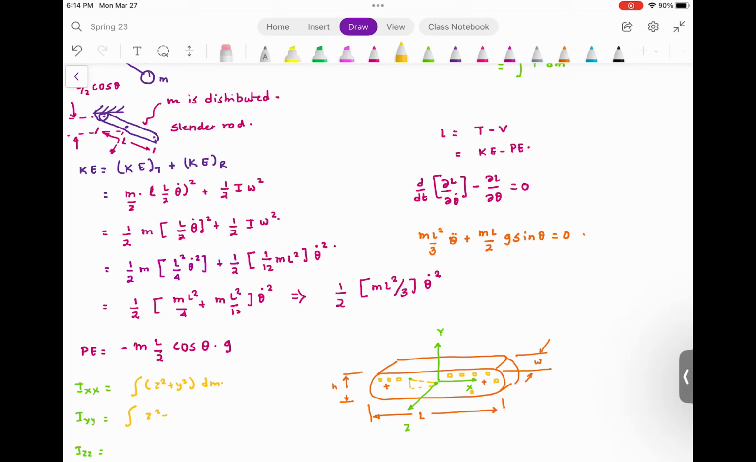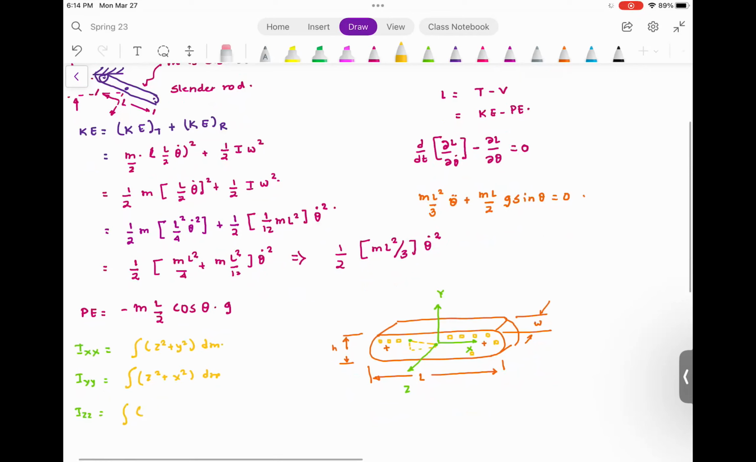So what that means is, mass moment of inertia about xx is the integral of z square plus y square dm. Mass moment of inertia about yy is z square plus x square dm. And mass moment of inertia about zz is x square plus y square dm. Now, if you perform the integration, understand, performing integration is very important, because the limits of this integral depend on where you are performing the integration.